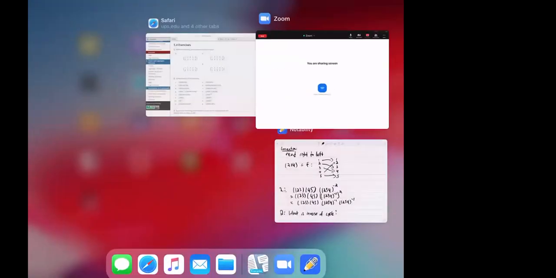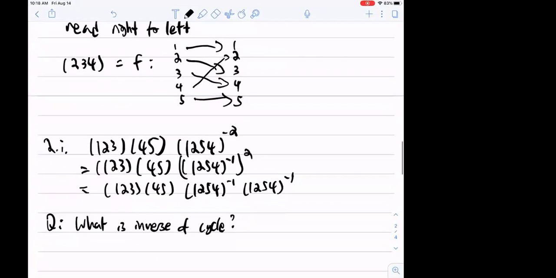Yeah, you're right. It's exactly what you think. If we read forwards, the inverse is you read backwards. So it's 4, 5, 2, 1.